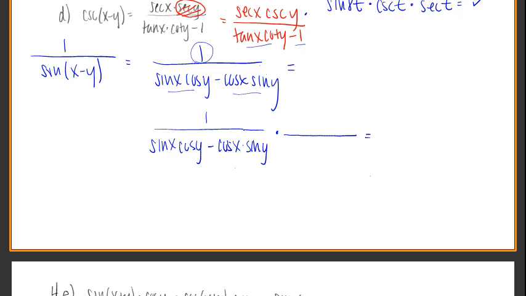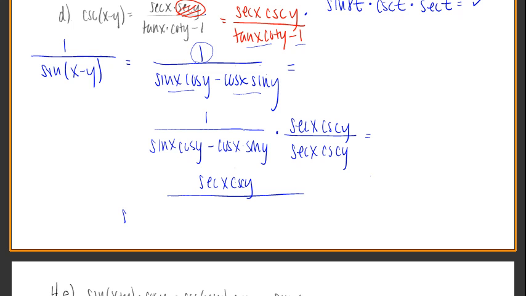Well, let's go to our 1. What do I multiply 1 by to get secant x cosecant y? It's pretty obvious: secant x cosecant y. So let's do this to both the top and the bottom. On the top, it'll be secant x cosecant y, which is great because that's where we want it to be. There's half the answer. Down in the bottom, sine x cosine y times secant x cosecant y, minus cosine x sine y, what was originally there, times secant x cosecant y.